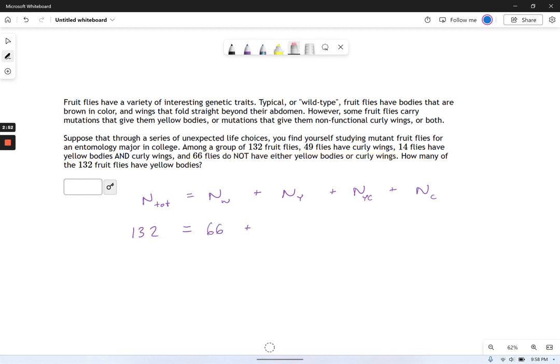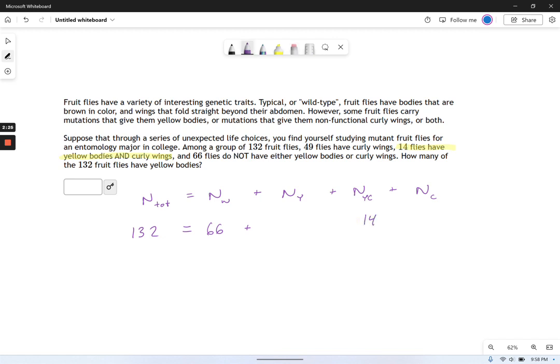And then, let's see, we're looking for the number with yellow bodies. Well, that's actually the question. See, it's saying how many have yellow bodies. So we don't know what N Y is. We're going to have to figure that out. Do we know what N YC is, the number of fruit flies with 2 mutations? I think that's right here: 14 fruit flies with yellow bodies and curly wings. So we know this one is 14.